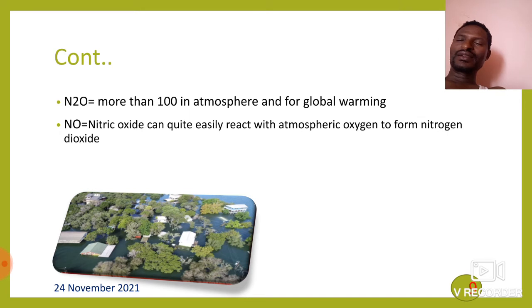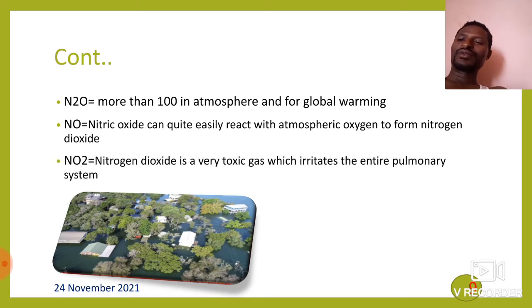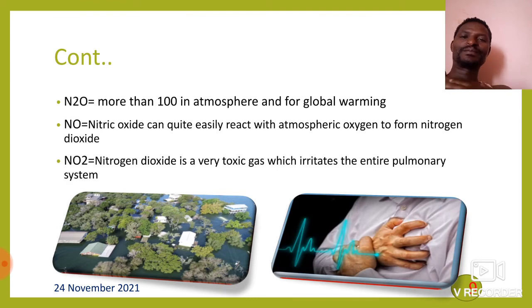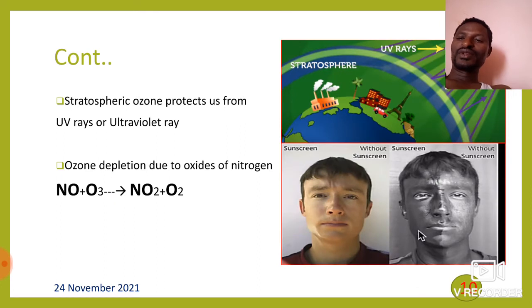Also, nitric oxide quickly and easily reacts with a small amount of oxygen to form nitrogen dioxide. As you know, nitrogen dioxide is a very toxic gas which irritates the entire pulmonary system, your entire respiratory system, and damages it. Another very bad thing is when nitric oxide combines with ozone, that ozone found in the stratosphere is very good for us, protecting us from UV rays.